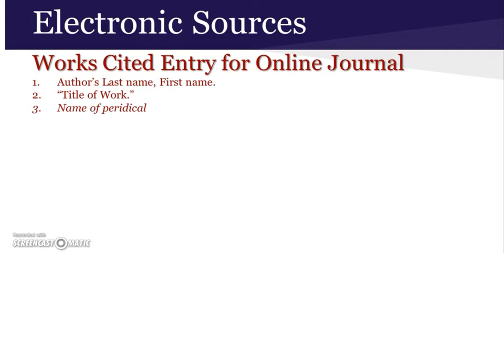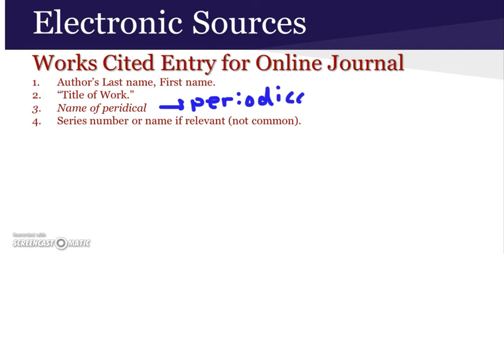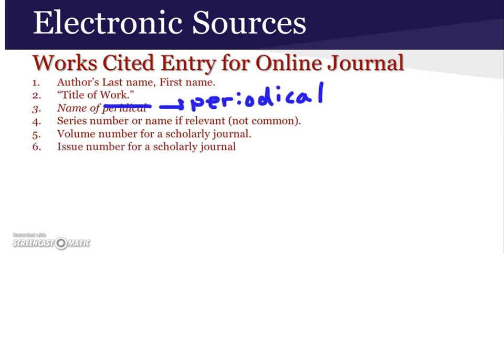The name of the periodical italicized, followed by a space. Then the series name or number if it's relevant, and this again is not common. It's going to be unusual to find that. Then the volume number for a scholarly journal, followed by a period, and you will always have volume numbers. The issue number for a scholarly journal, and that would be followed by a space. Then the year of publication, which you're going to put in parentheses and follow it with a colon.